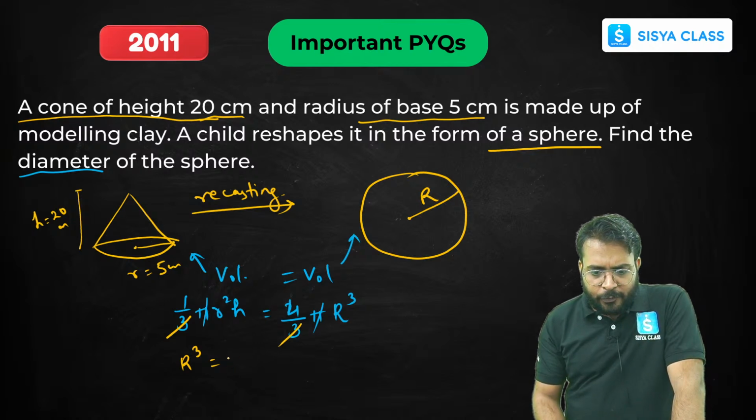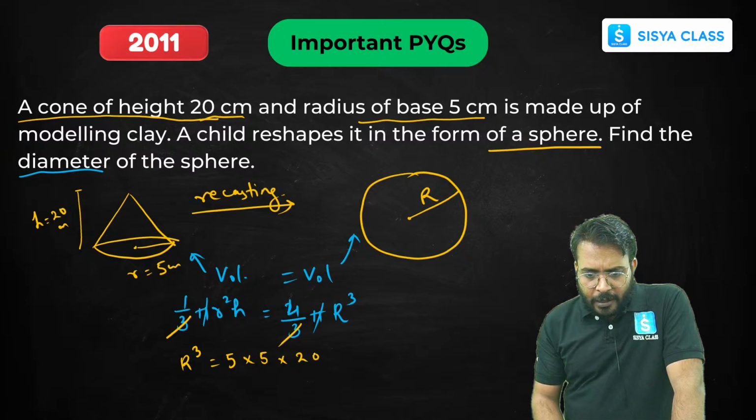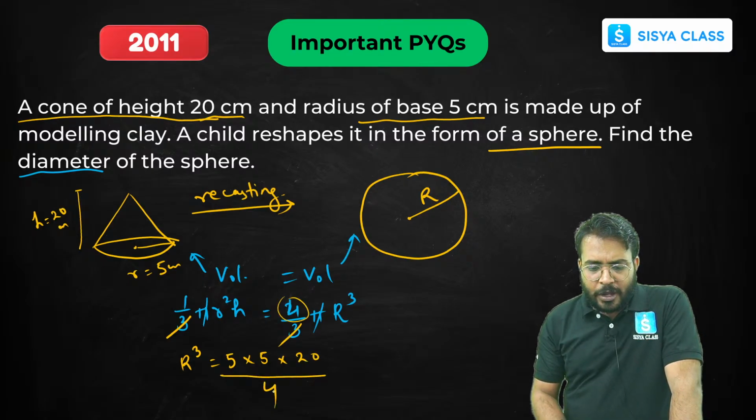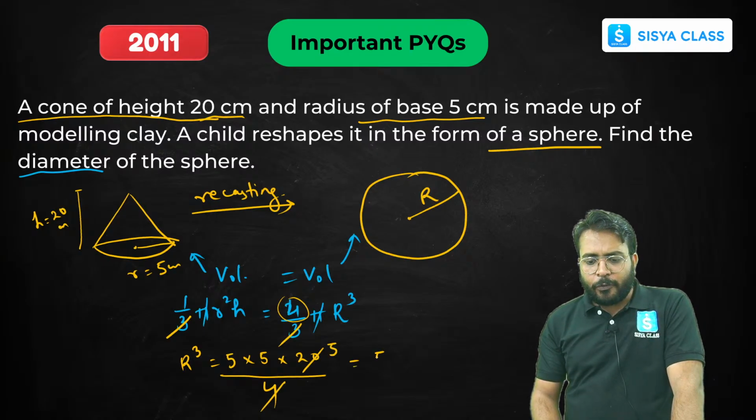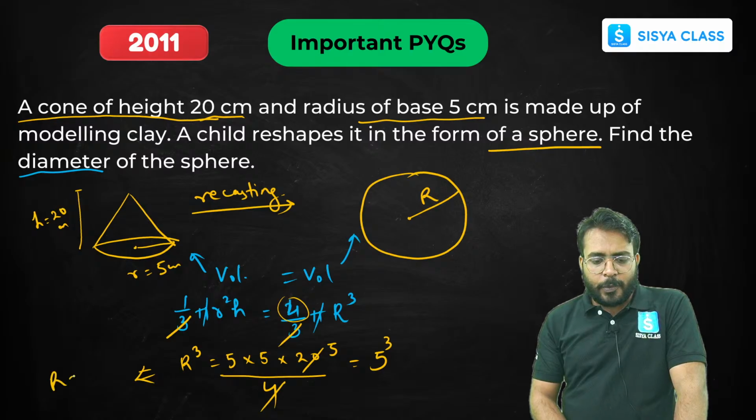R square means 5 into 5, h means 20, and in the denominator we will get 4. So 4 into 5, 20. Yes or no? So r cube is going to be 5 cube, that means r is going to be 5.